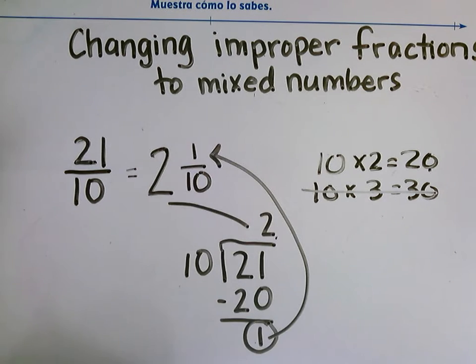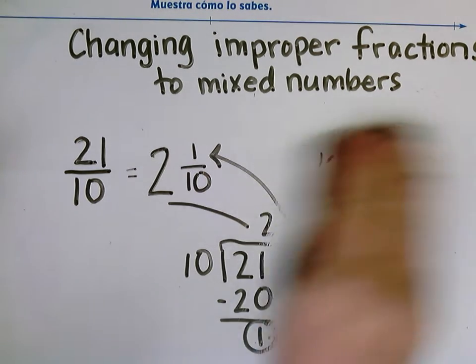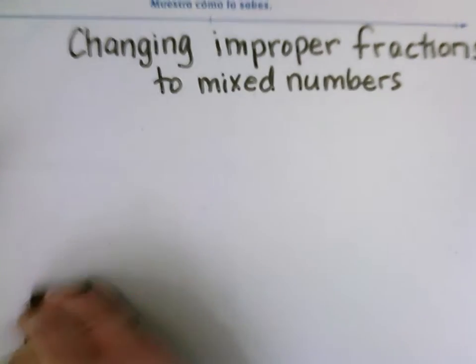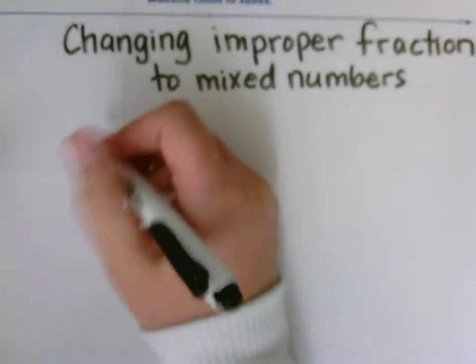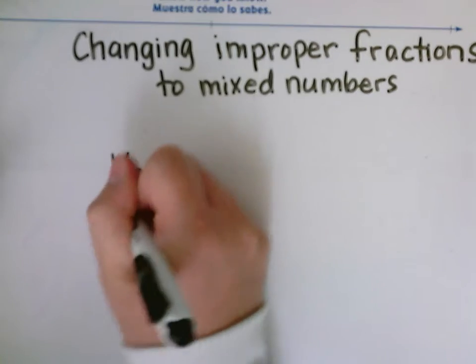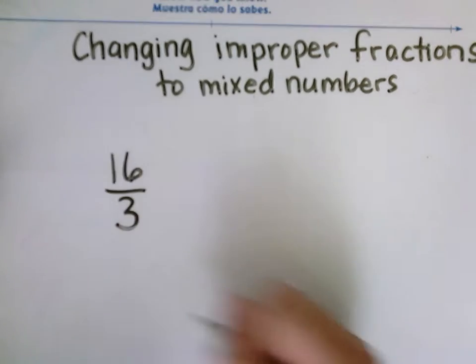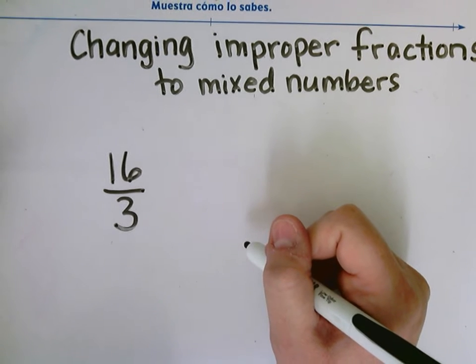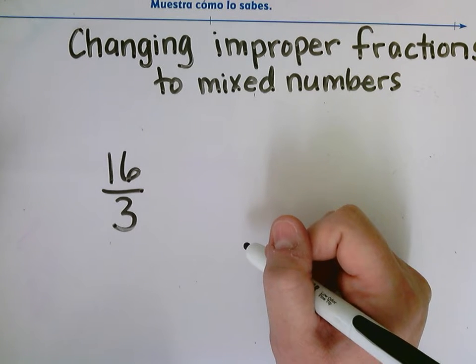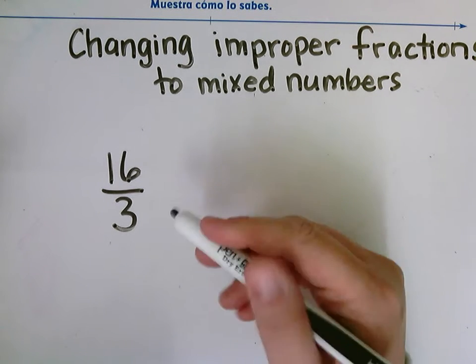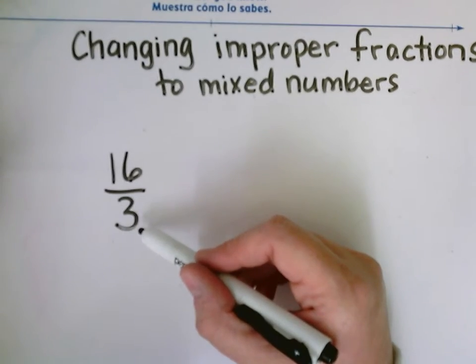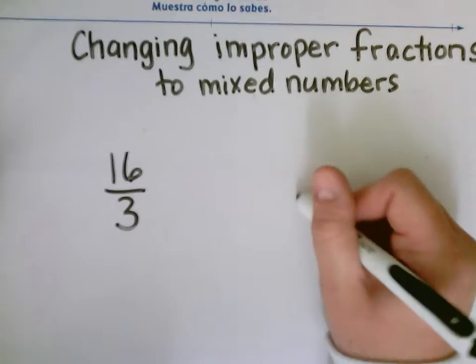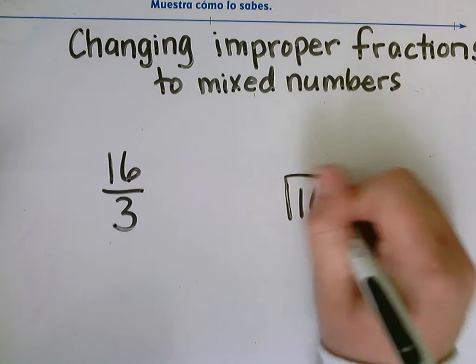Okay, we're going to try another example. What if I had the fraction 16 thirds? Okay, again, 16 is greater than 3, so we're going to change it to a mixed number. All right, so same thing. I want to think, well, how many groups of 3 can I get out of 16? So I have 16 divided by 3.